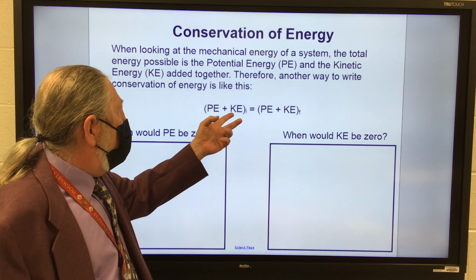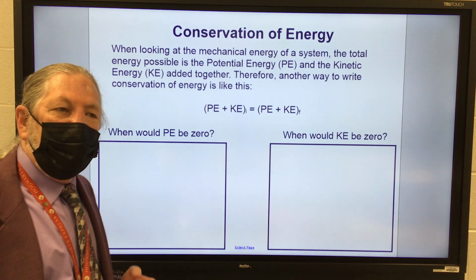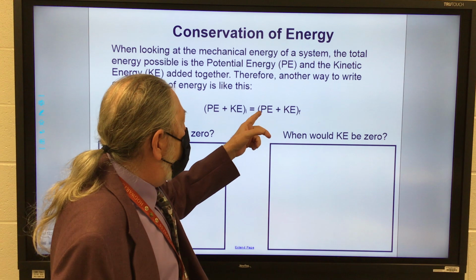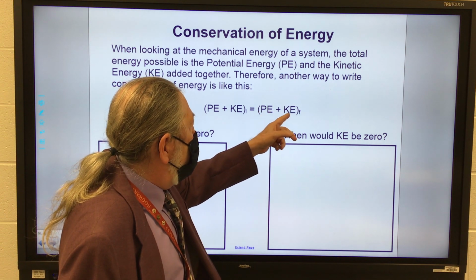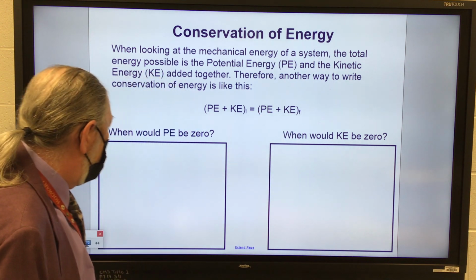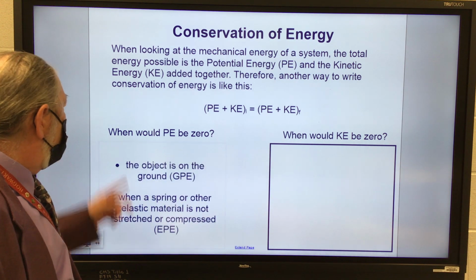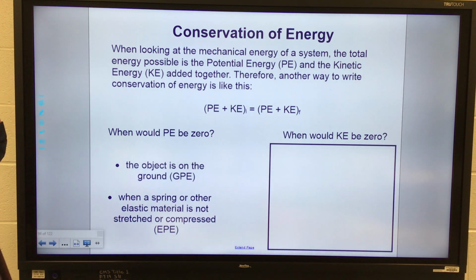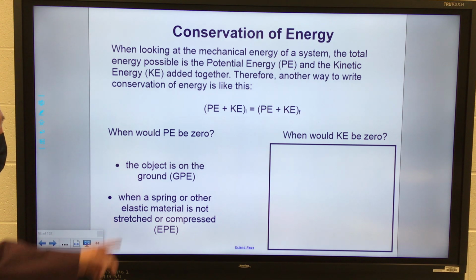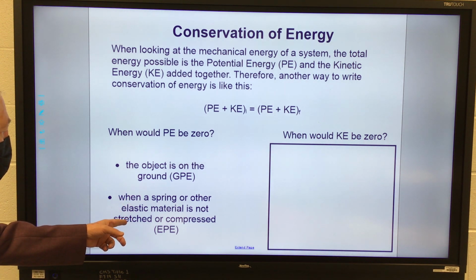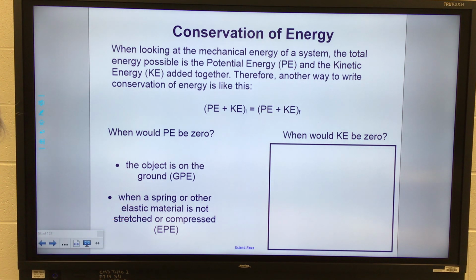Potential energy plus kinetic energy initial equals potential energy plus kinetic energy final. Okay? Let's look right here. So when would potential energy be zero? Well, the object is on the ground, or when a spring or other elastic material is not stretched or compressed. Okay?